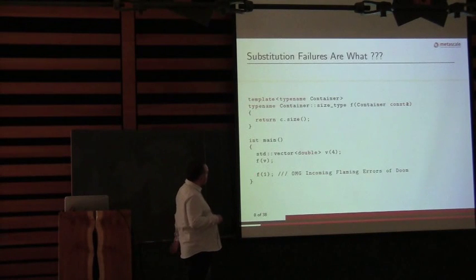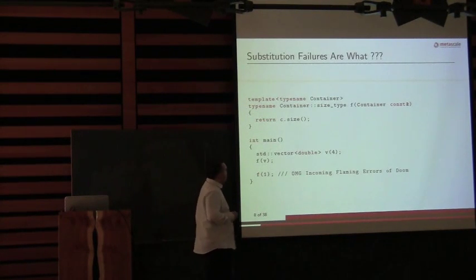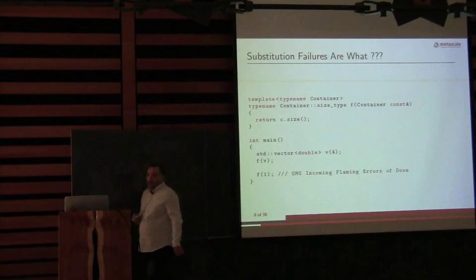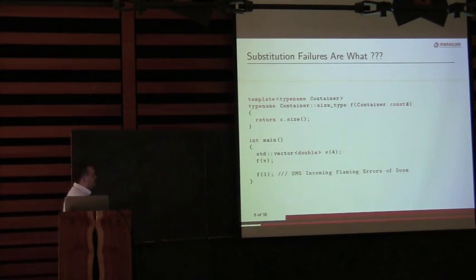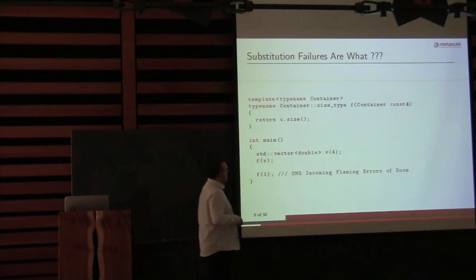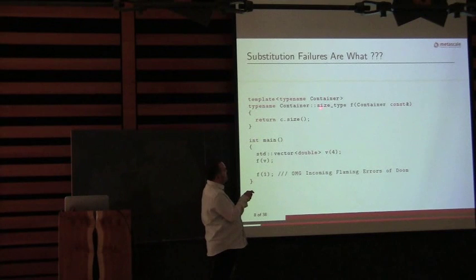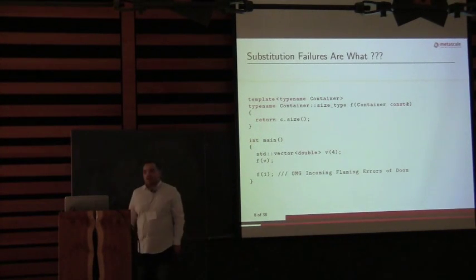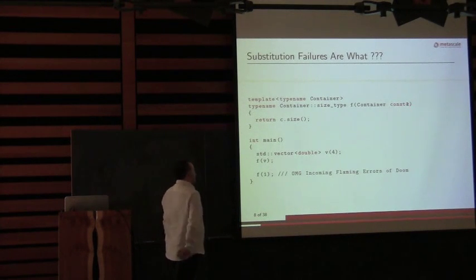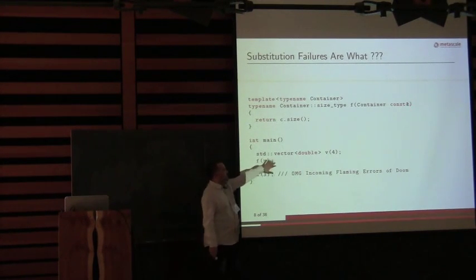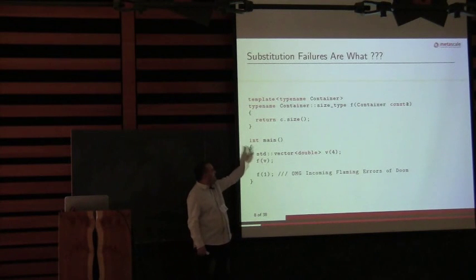Well, there is an interesting function. I have a function called f that takes some type, which happens to be a container. I return the type, which is a typedef sitting there, called size_type. And I return dot size on my container. Oh, yeah, we're missing a C over there. So I get some vector of double set up, and I call f on v, no problem.